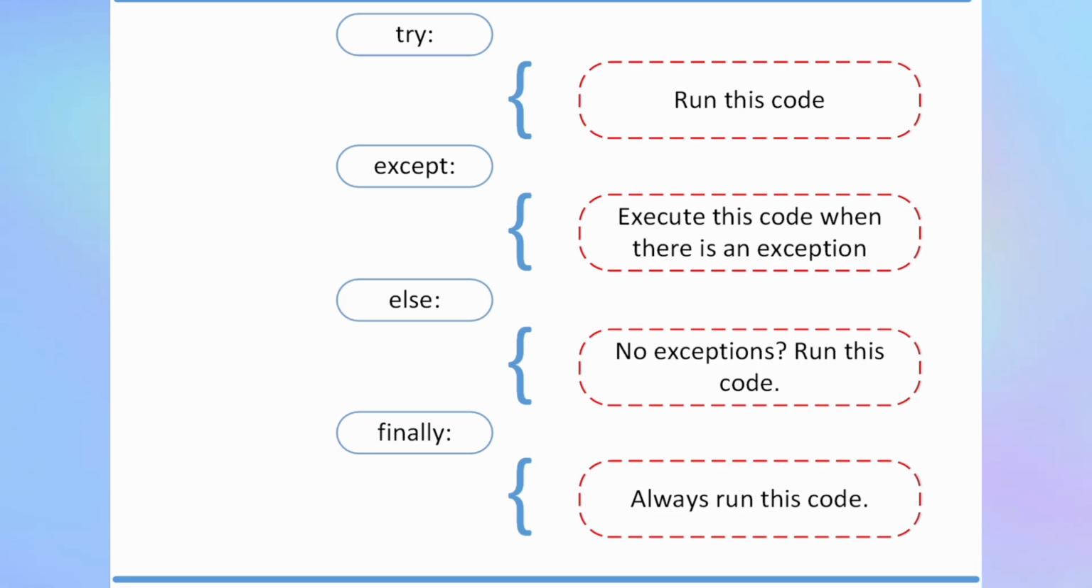Try: run this code. Except: execute this code when there is an exception. Else: if no exception, run this code. Finally: always run this code. This diagrammatic explanation is useful to improve scoring in board exams like the CBSE board exam, so the correcting person can easily understand that you know the topic.